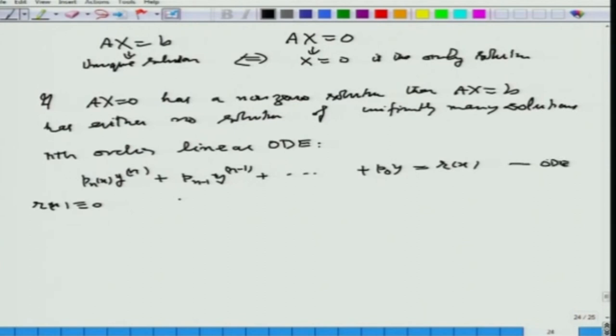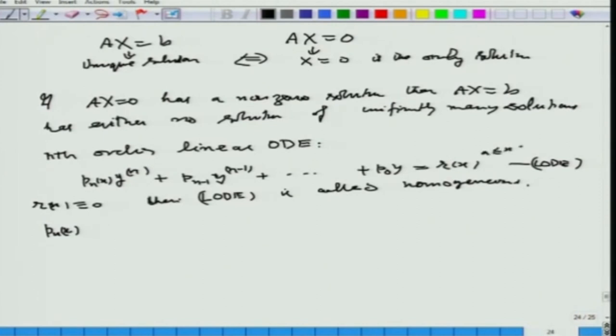A linear ODE like this is called homogeneous. Now, this p_n(x) is to be considered on a certain interval, a less than or equal to x less than or equal to b. Now, if p_n(x) is not equal to 0 for all x in [a, b], then the linear nth order ODE given here is called regular.